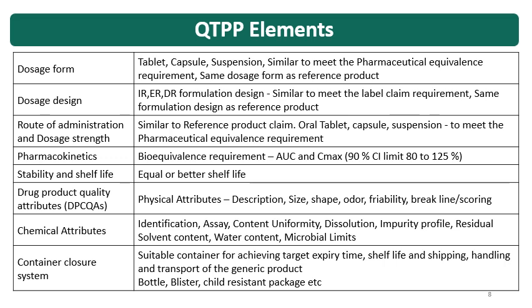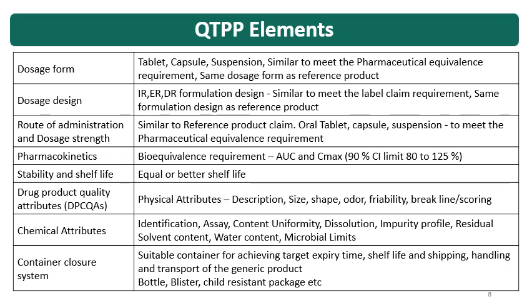Then the drug product quality attributes. These are also called DPCQAs. DPCQAs are the physical attributes, chemical attributes, and microbiological attributes. So physical attributes are description, size, shape, odor, friability, break line, or scoring for the tablet formulation. In this video, I have considered mainly the tablet formulation. Chemical attributes involve identification, assay, CU, dissolution, impurity profile, residual solvent, degradation products, water content, and the microbial limits.